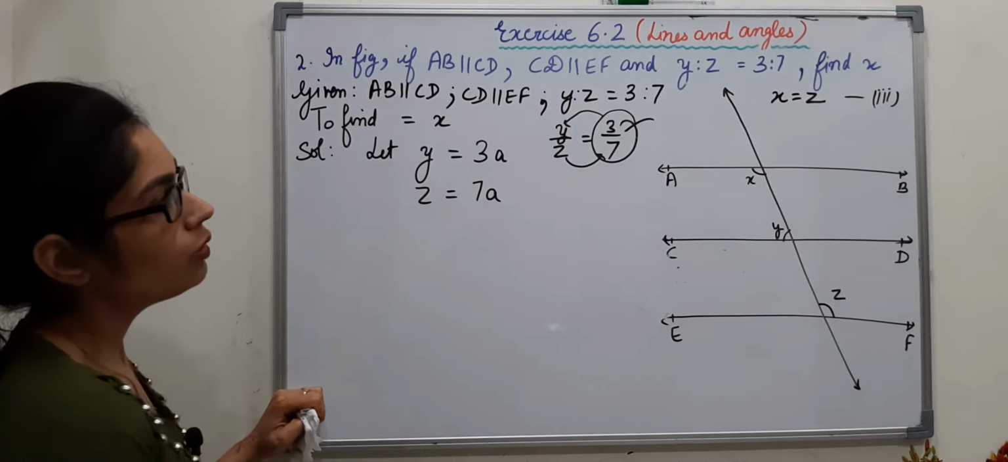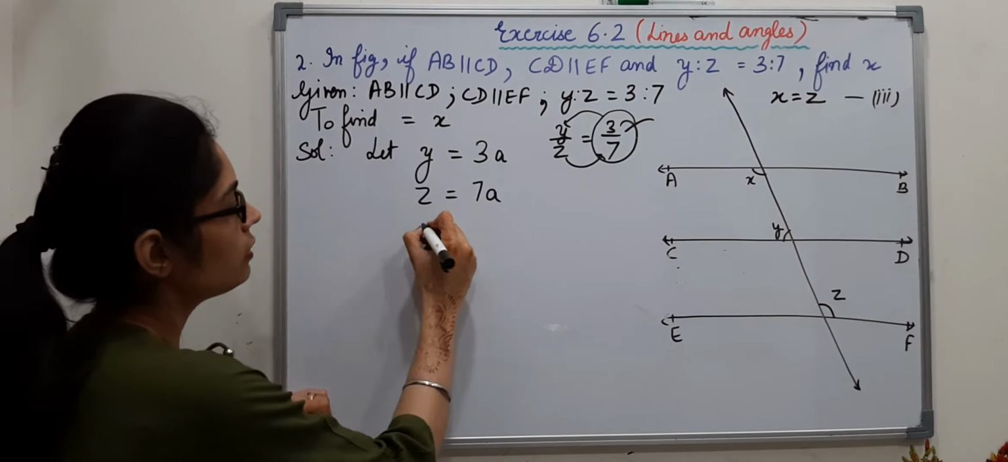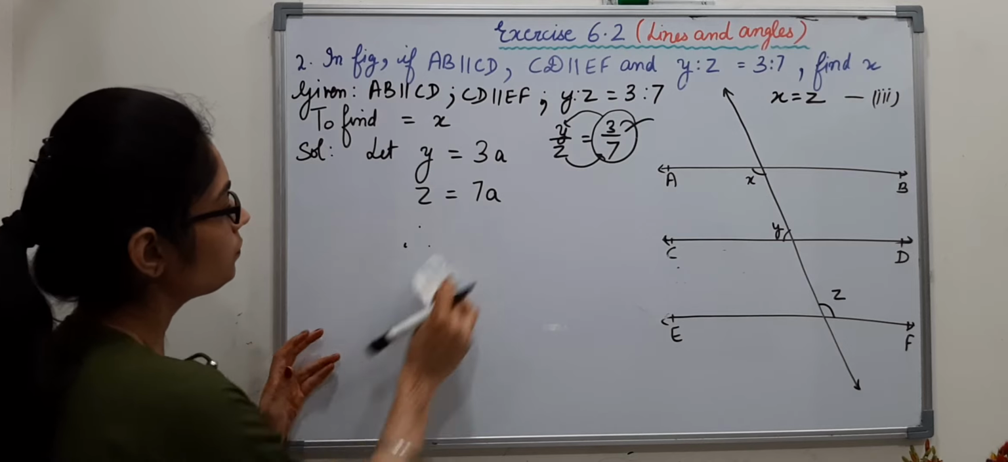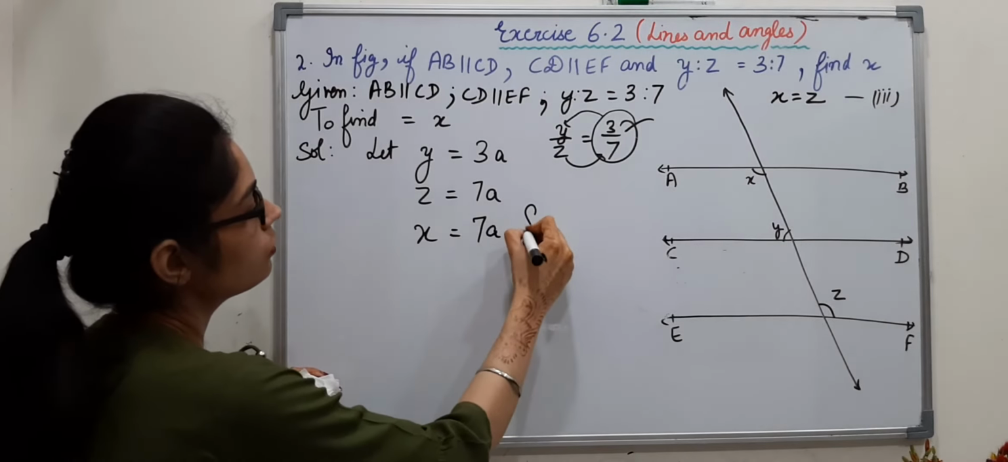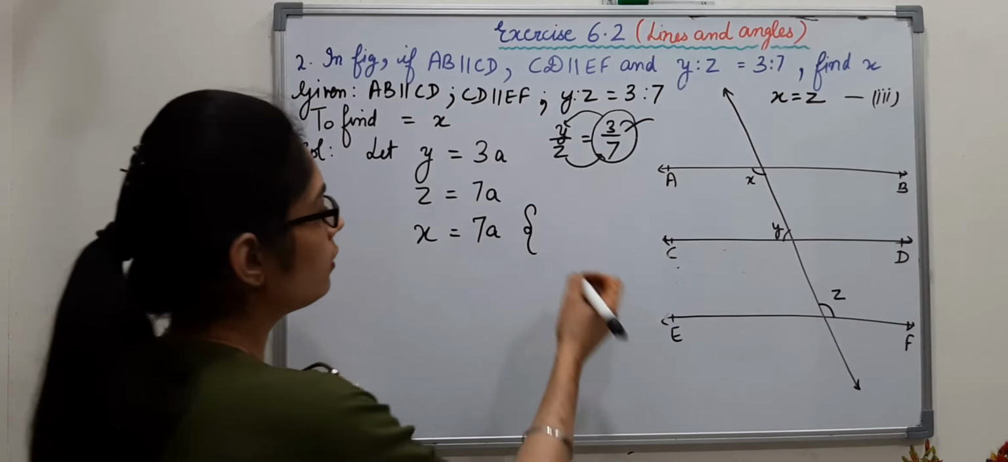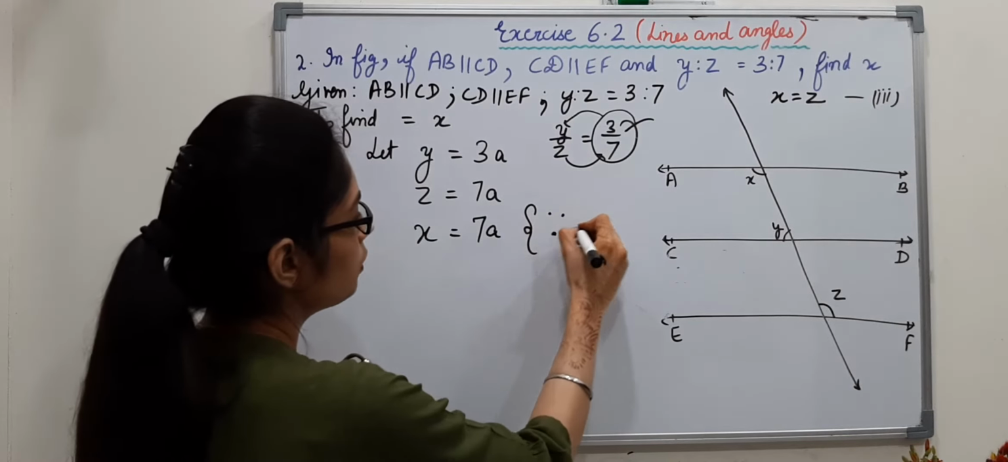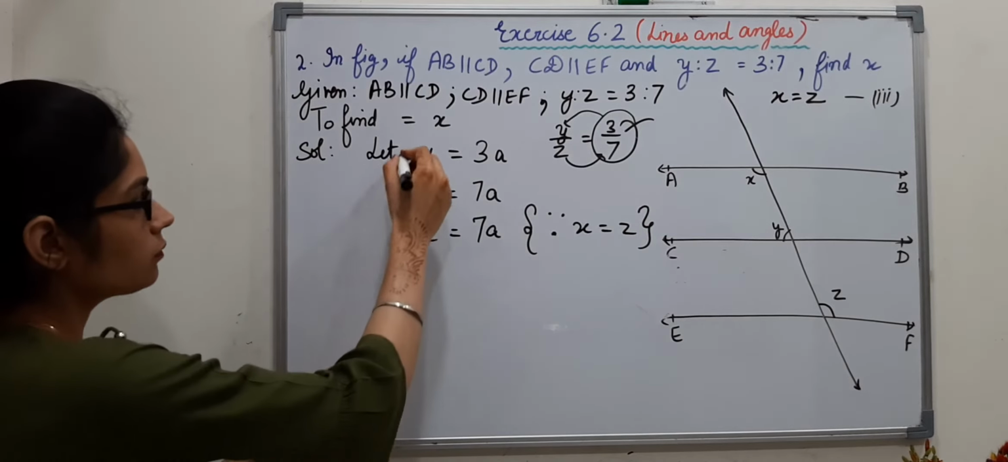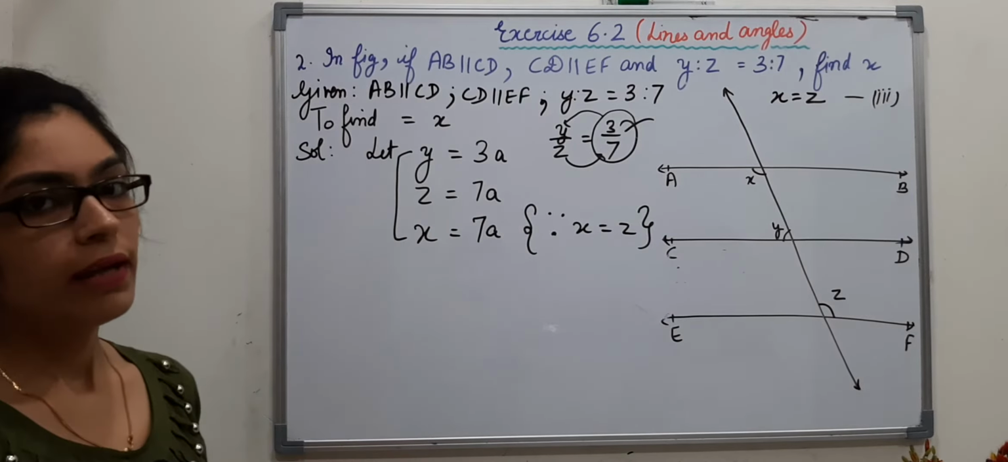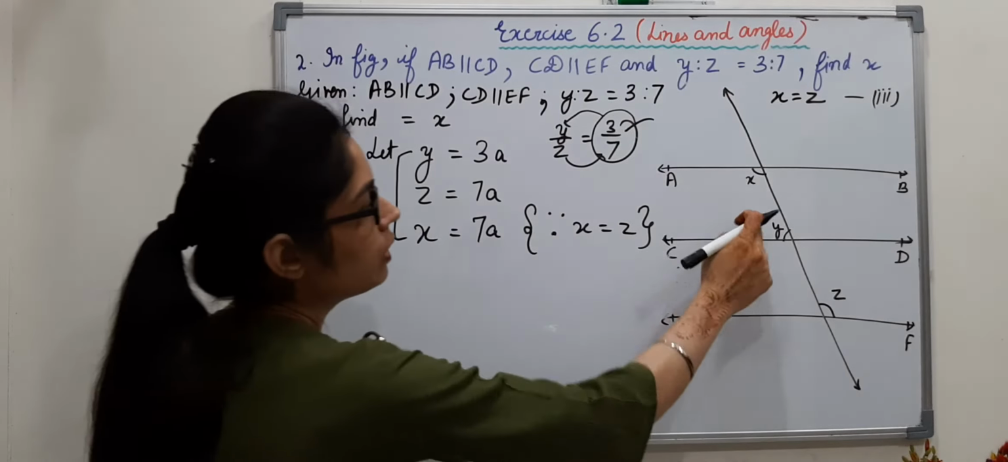Now we know z is equal to x, therefore we can mention x is also equal to 7a, from point 3, or we can also mention because x is equal to z. We have already proved this thing. Now we have got the values of x and y.